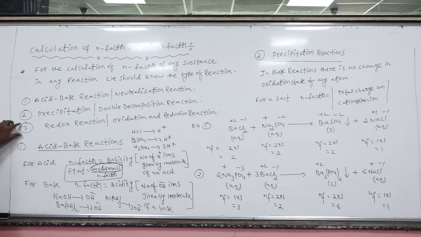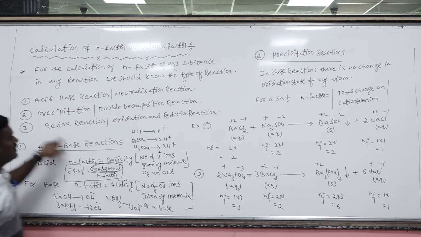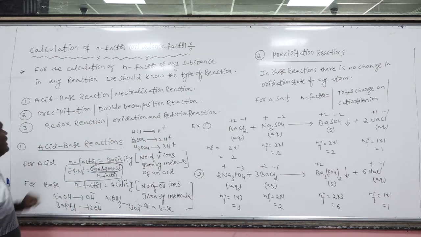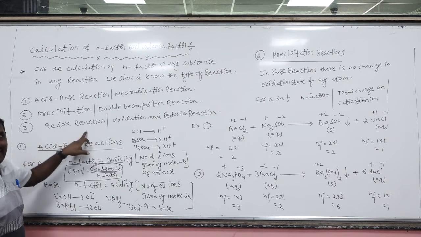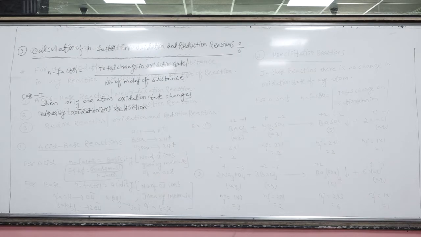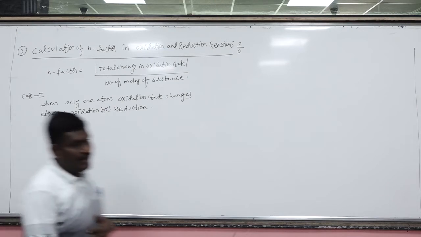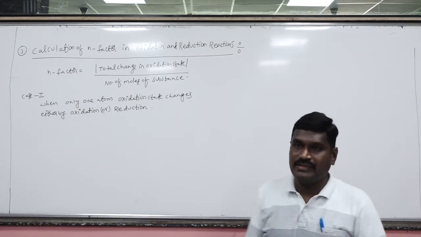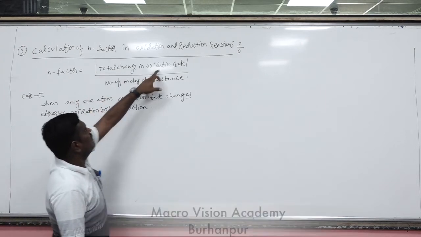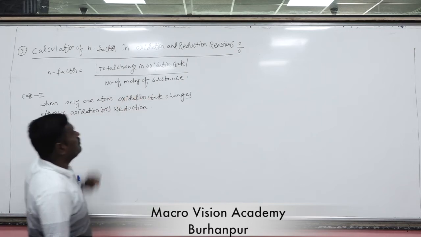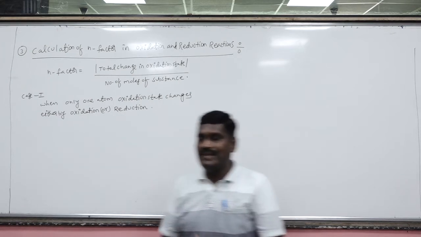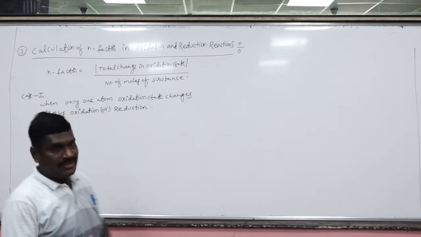Now, the third one is redox reactions. Redox reactions are those reactions in which oxidation and reduction occur simultaneously. Now we will see how to calculate the N factor of a species in a given redox reaction. How to calculate the N factor in oxidation and reduction reactions? N factor is equal to total change in oxidation state divided by number of moles of the substance. That is, the total change in the oxidation number per mole of a species is referred to as the N factor in oxidation and reduction reactions.